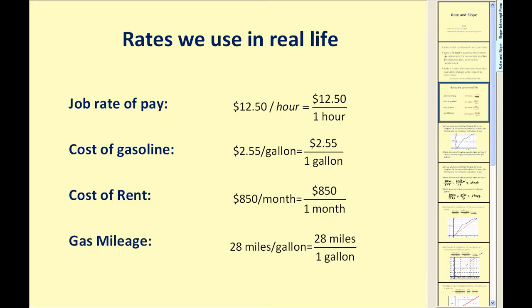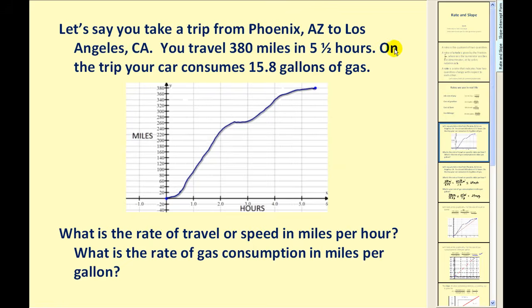Let's take a look at a situation. Let's say you take a trip from Phoenix, Arizona to Los Angeles, California. You travel 280 miles in 5.5 hours. On the trip, your car consumes 15.8 gallons of gas. If you were to compare the number of miles traveled to the number of hours, the graph of your trip may look something like this.